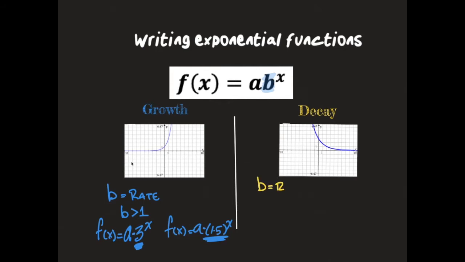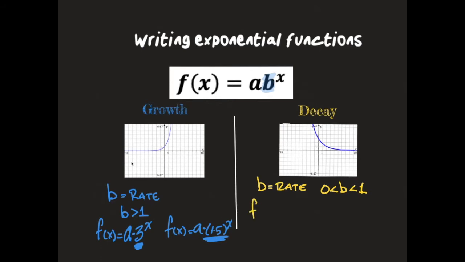But if my rate is any b value that is greater than 0 but smaller than 1, so between 0 and 1, we are going to have a decay. So let me show you an example.